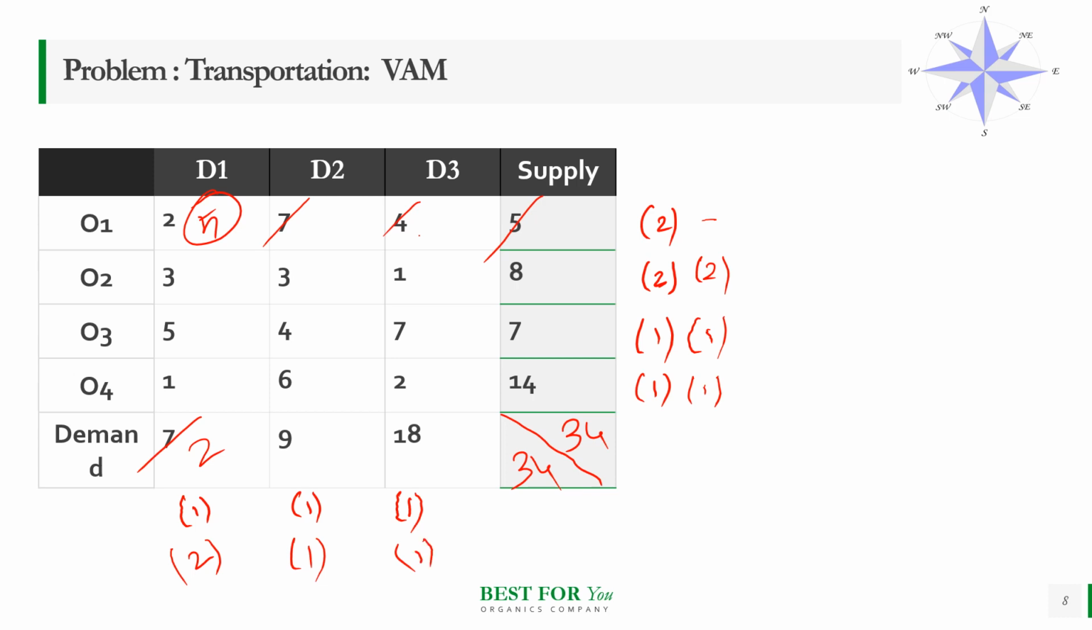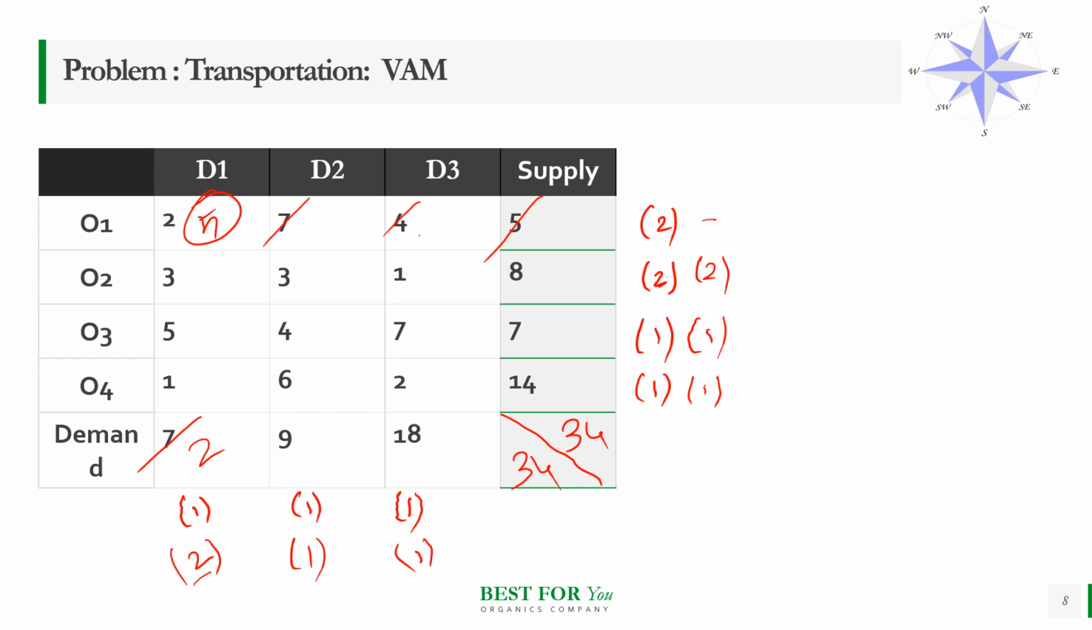Now among these we need to find the highest difference. Here again we are getting 2 at two points, one here and the other here. Here again arbitrarily you can choose any. I am just going to take this 2.